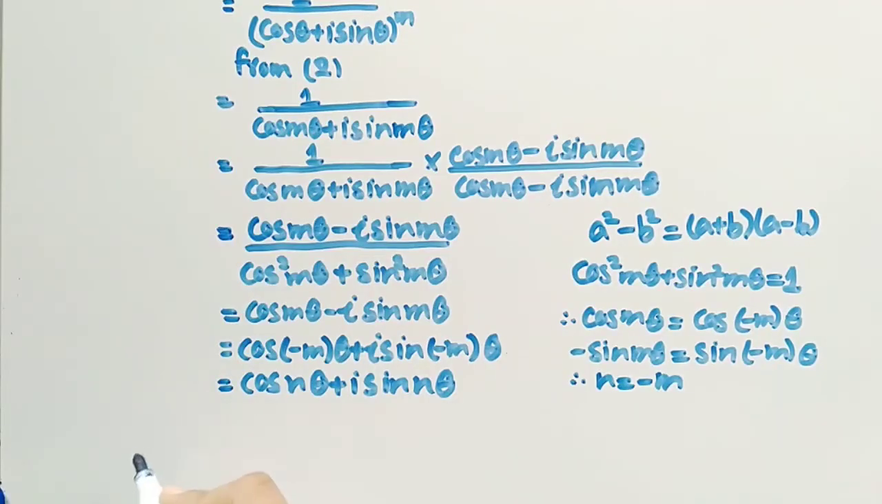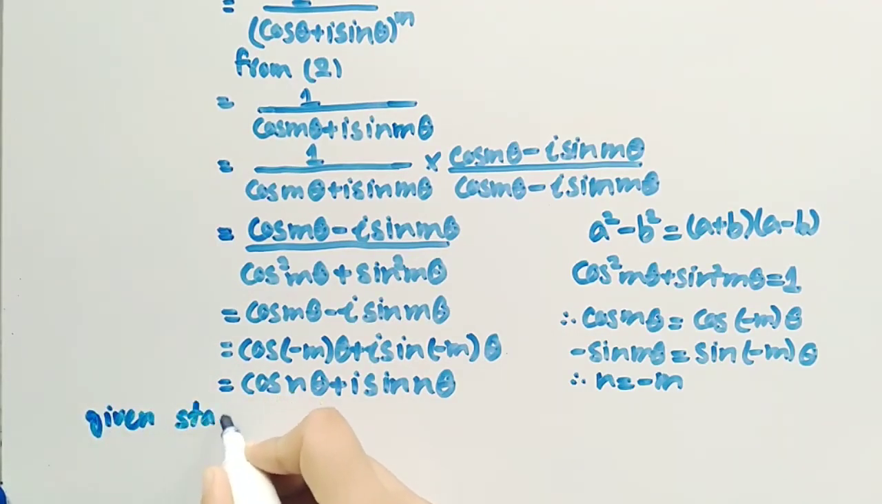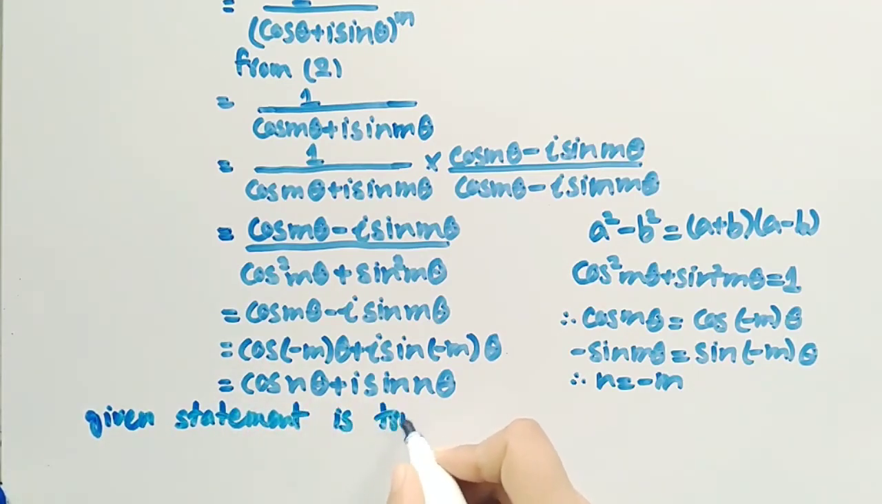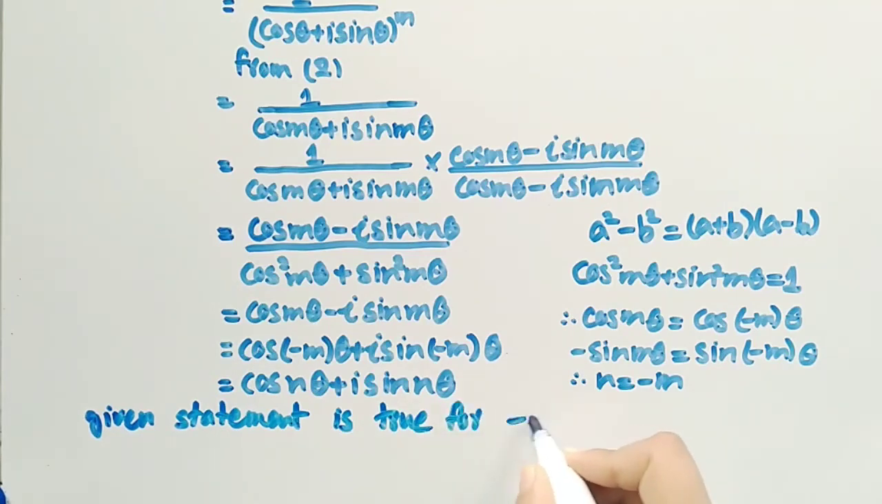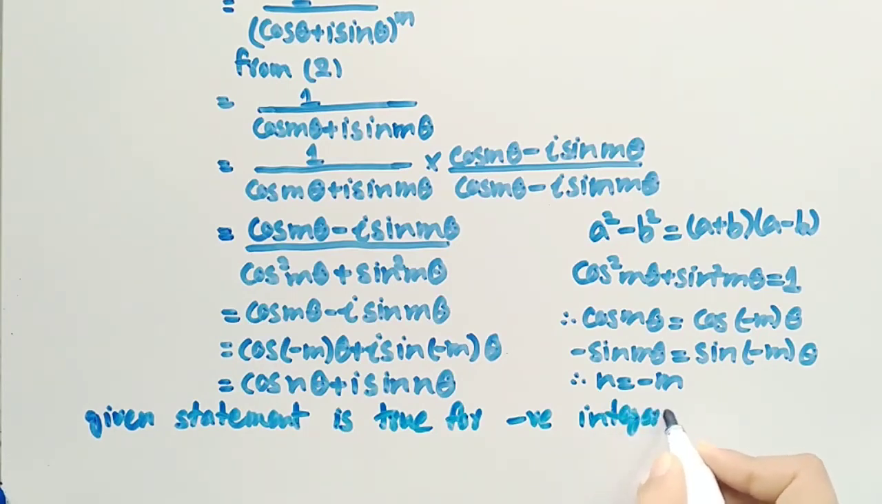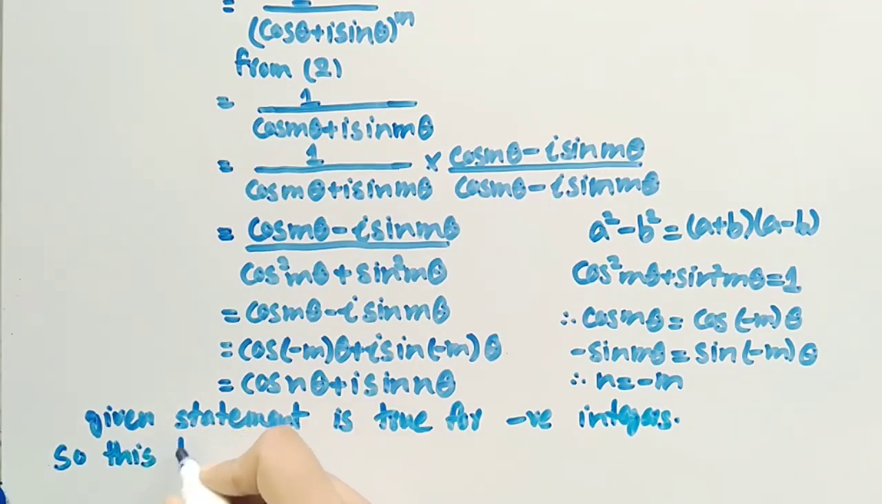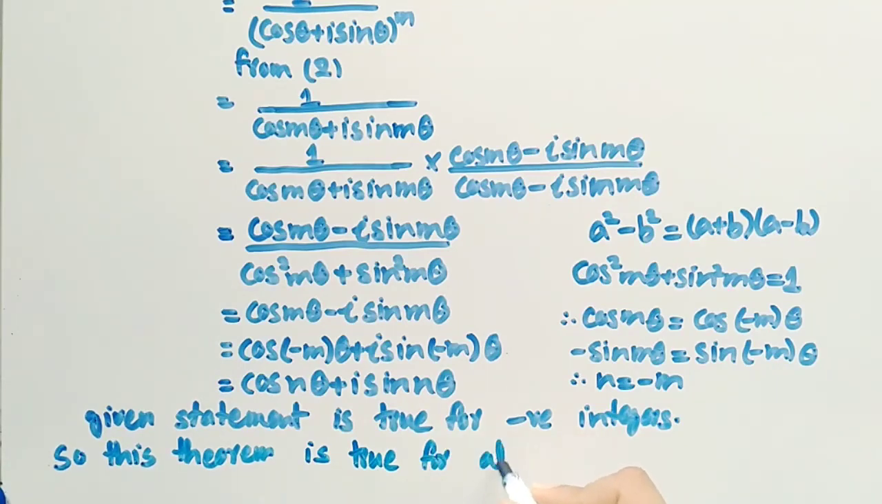So we can say that the given statement is true for negative integers. So this theorem is true for all n belonging to the set of integers.